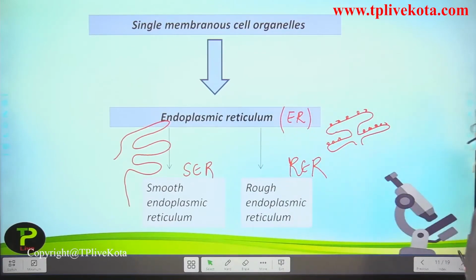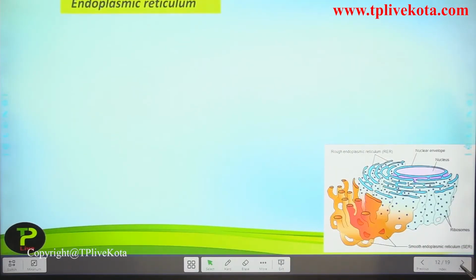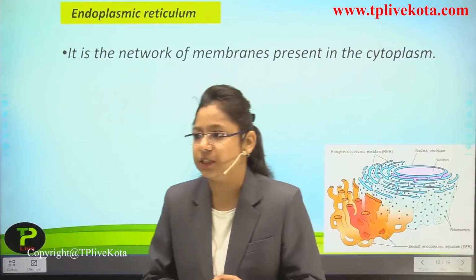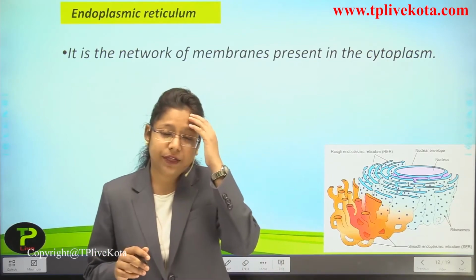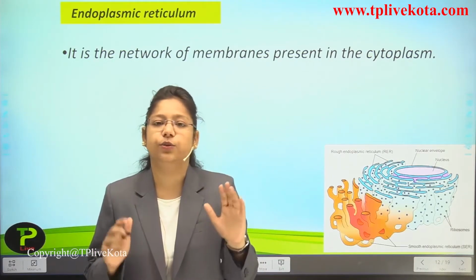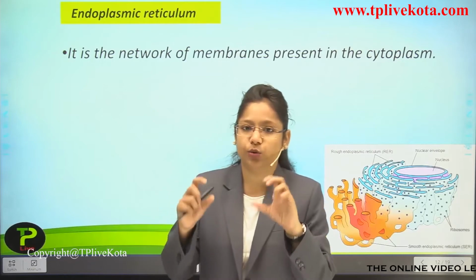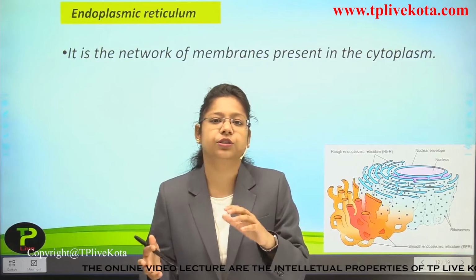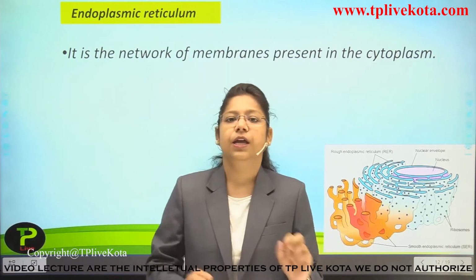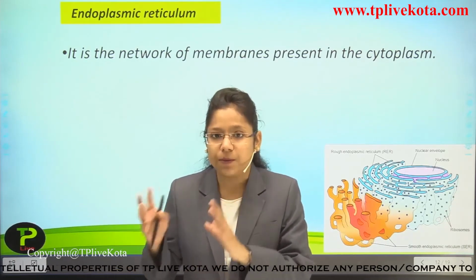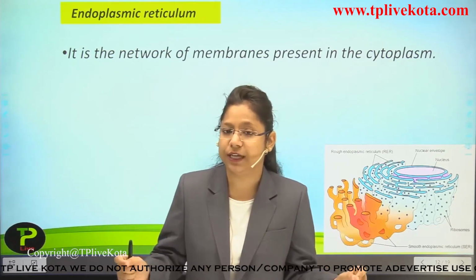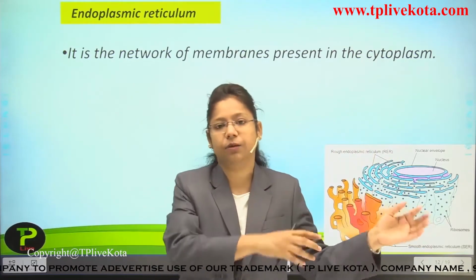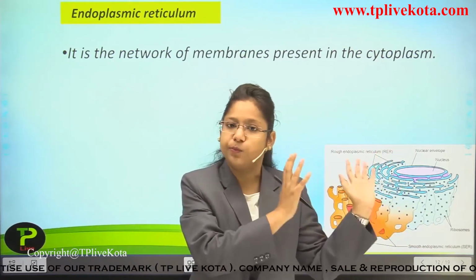Now moving on to the next slide, we are going to discuss that the endoplasmic reticulum is a network of membranes which is present in the cytoplasm. You can see it clearly here, students. You can imagine that when the nucleus is present, the nuclear membrane has protrusions, and these protrusions form the endoplasmic reticulum. The endoplasmic reticulum formed by the nuclear protrusion is known as rough endoplasmic reticulum. And after rough endoplasmic reticulum, the smooth endoplasmic reticulum is present. Okay.